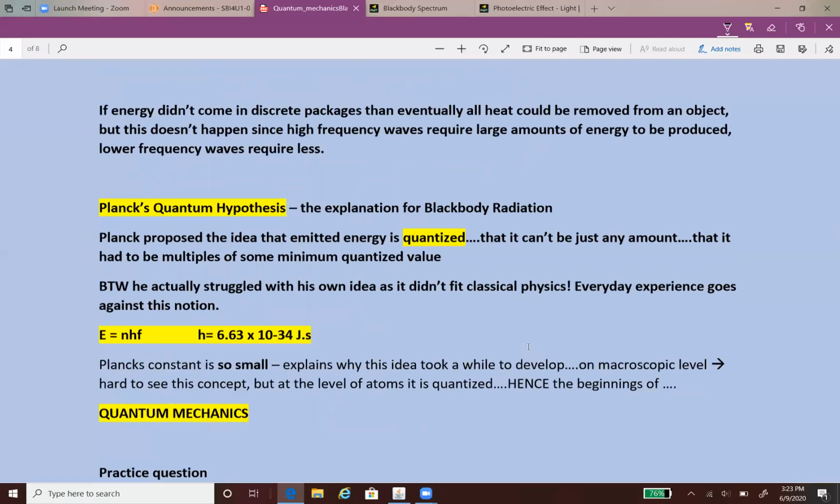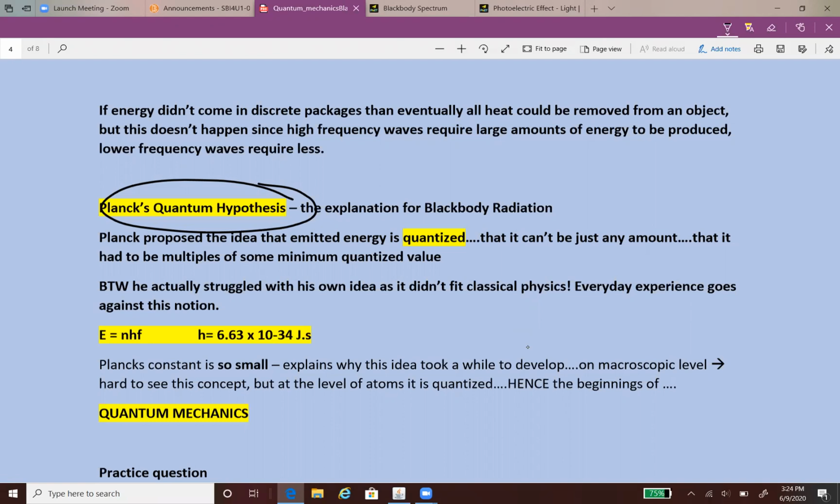Because when Planck came up with this idea, it actually bothered him. He came up with the idea, but he had a hard time with it. He said that the energy that is emitted is quantized, it can't just be any amount, it has to be some multiple of a minimum value. And he actually struggled with this idea. He had a hard time with it.